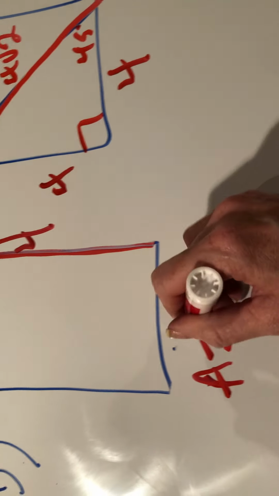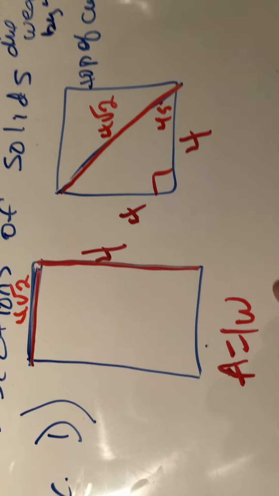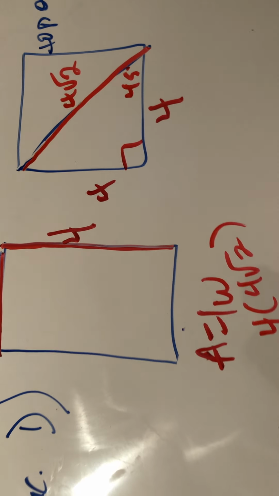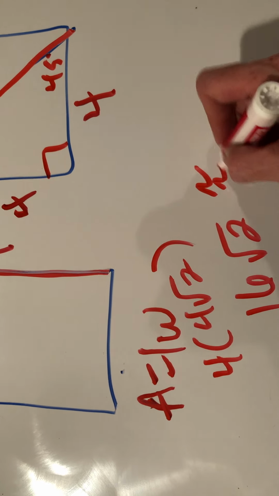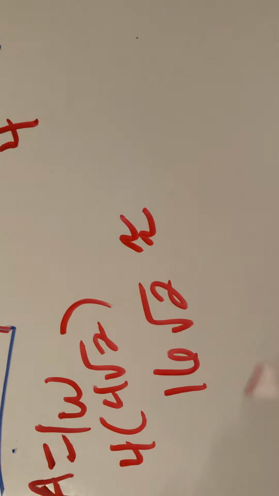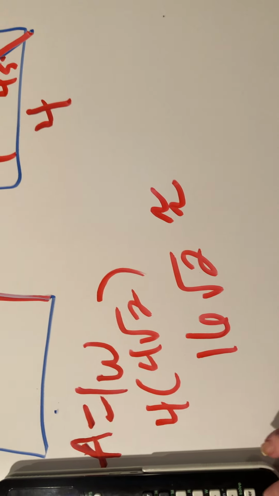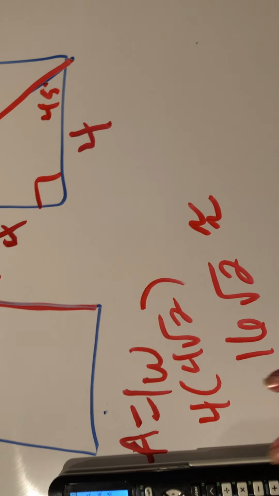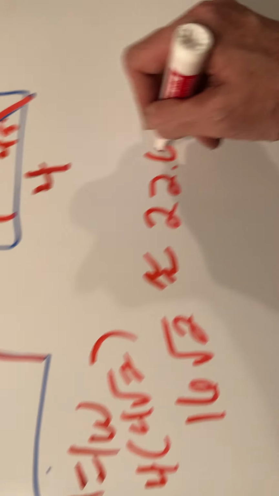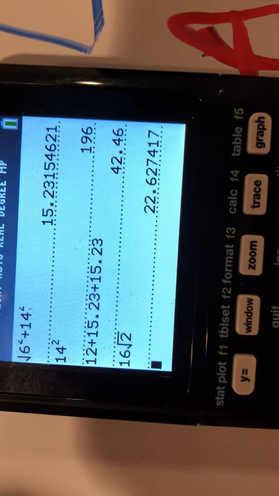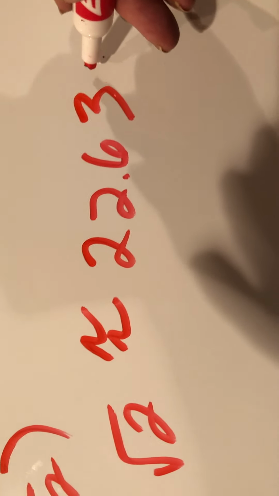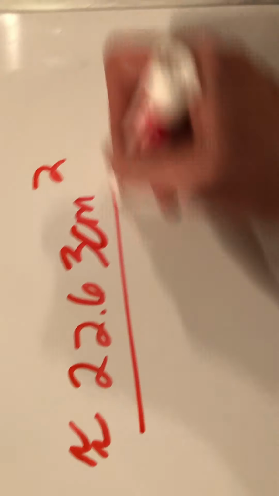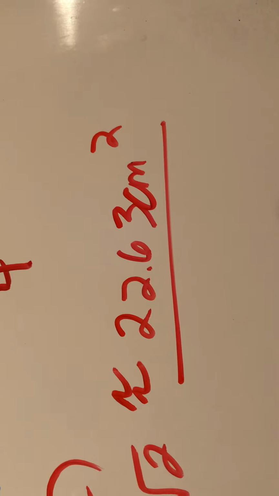So area of a rectangle is length times width. I'm sure you're writing that down like you're supposed to. And then you just do 4 times the square root of 2, which would be 16 square roots of 2, but we are supposed to round it to the nearest hundredth. So I want to take that 16 square roots of 2, type it on my calculator, and round it to 22.6 because it comes out to be this. So 22.63. And we are in centimeters and we are squared because it's area. So there's that one. And that's D.